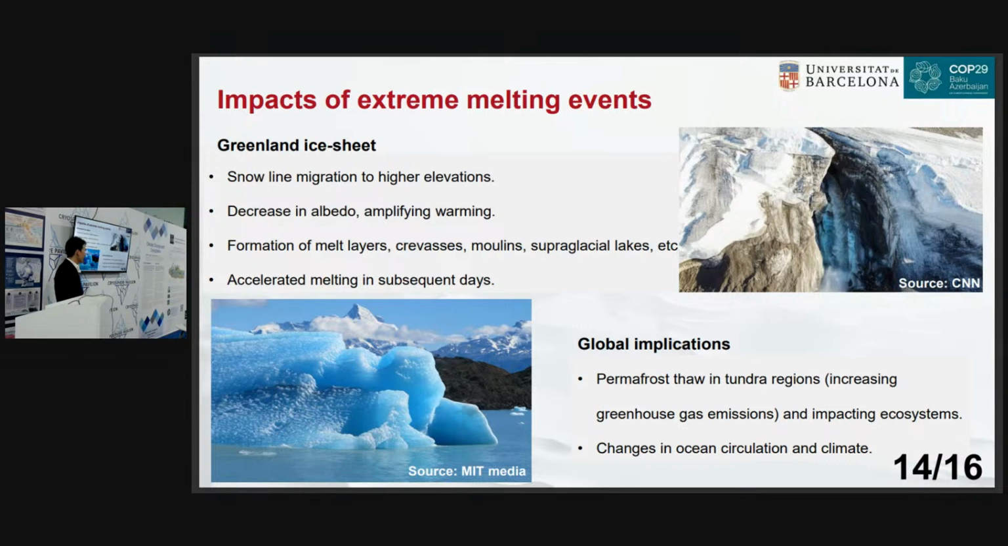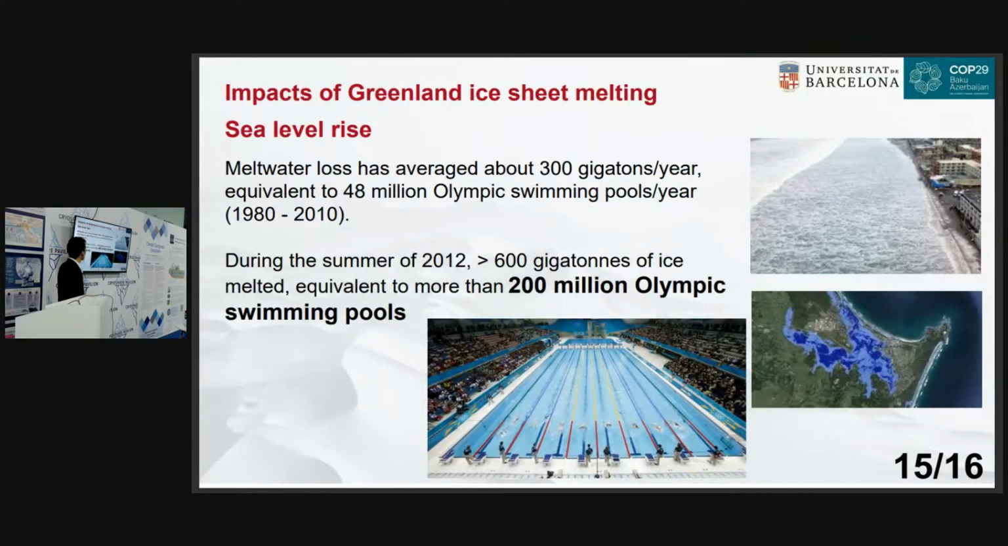Outside of the Greenland ice sheet, if we have a melting event or a heat wave episode, permafrost will thaw, which will increase greenhouse gas emissions and have important implications for the ecosystem. The increase of melting can also lead to changes in the ocean circulation and change the climate patterns near the Greenland ice sheet. But the most important implication is sea level rise. Melting of the Greenland ice sheet is leading to sea level rise, and on average Greenland is contributing around 300 gigatons per year.